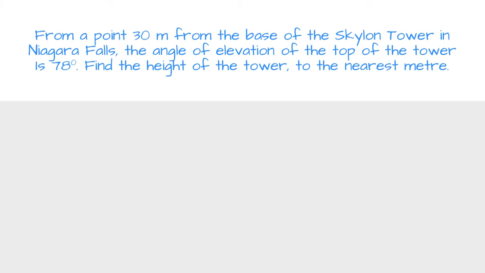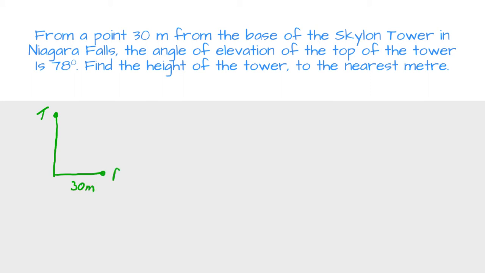From a point 30 meters from the base of the Skylon Tower in Niagara Falls, the angle of elevation of the top of the tower is 78 degrees. Find the height of the tower to the nearest meter. So you're at the bottom of a tower. I'll label my top point T for tower, and I am 30 meters away from its base.